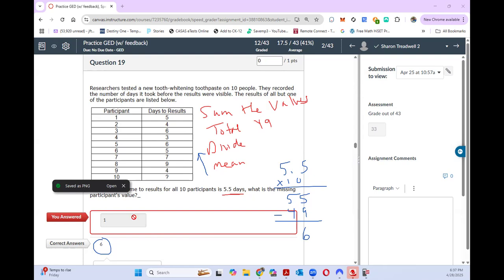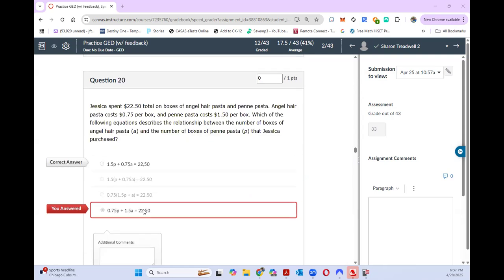Okay. So again, that's not a difficult problem. Now this one, again, you gotta identify what you know, right? So first of all, let me check. Angel hair and penne. Angel hair is 0.75, yep. Penne is $1.50. So we know that's $1.50, that's number two.